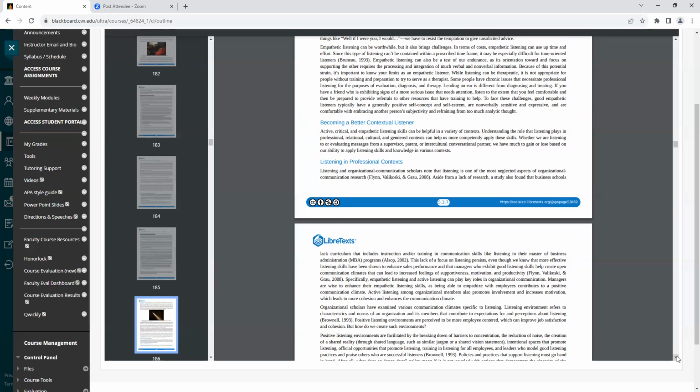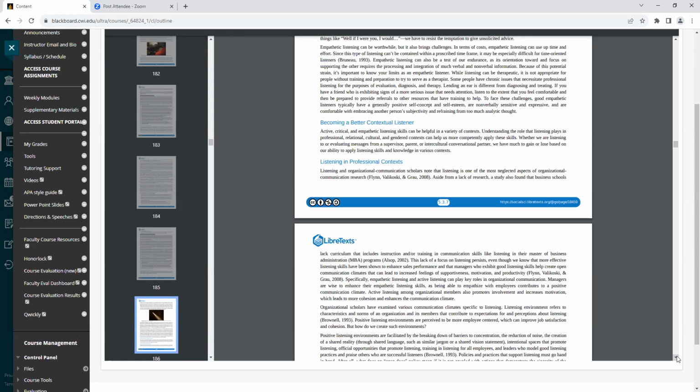Because of this potential strain, it's important to know your limits as an empathetic listener. While listening can be therapeutic, it is not appropriate for people without training and preparation to try to serve as a therapist. Some people have chronic issues that necessitate professional listening for the purposes of evaluation, diagnosis, and therapy. Lending an ear is different from diagnosing and treating. If you have a friend who is exhibiting signs of a more serious issue that needs attention, listen to the extent that you feel comfortable and then be prepared to provide referrals to other resources that have training to help.